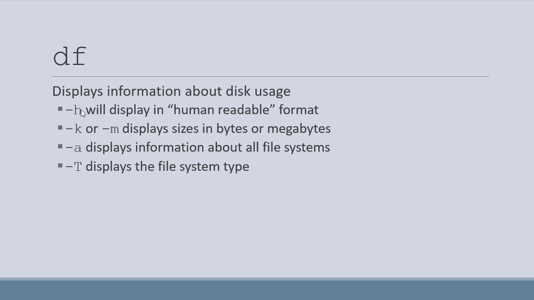The df command displays information about disk usage, and you're usually going to want to use the -h option, which displays it in a format that's easier to read. You can also get your output of the available sizes in bytes or megabytes with the -k or -m flags. The -a option will ensure that all the file systems are listed, even dummy file systems, and the -T will display the file system type.